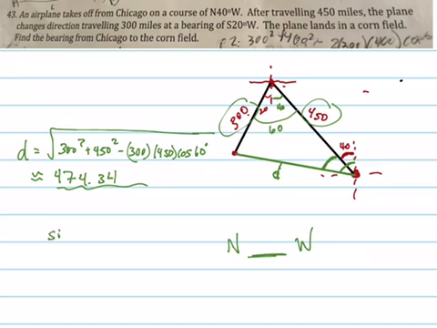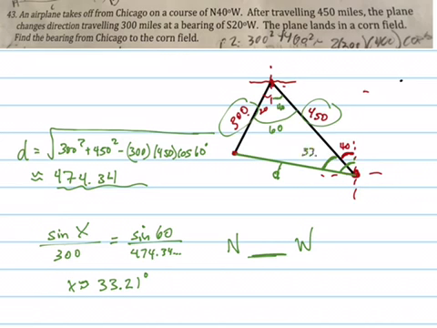So the sine of what we're looking for over 300 is equal to the sine of 60 over that number, 474.34, but put that whole number in your calculator, and then do the sine inverse to find what that angle would be. And you get that x is approximately, and at this point you can round to whatever they want you to round, 33.21 degrees. So that's this angle, 33.21. I add it to 40 to get 73.21. And there's your answer, north 73.21 west.